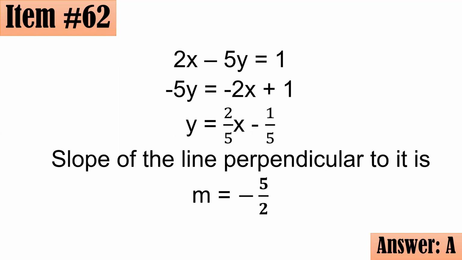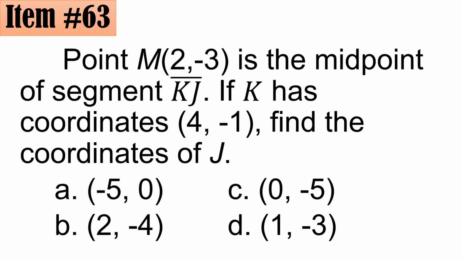Let's proceed to number 63. Point 2, negative 3 is the midpoint of segment KJ. If K has coordinates 4, negative 1, find the coordinates of J. Is it negative 5, 0, 2, negative 4, 0, negative 5, or 1, negative 3?